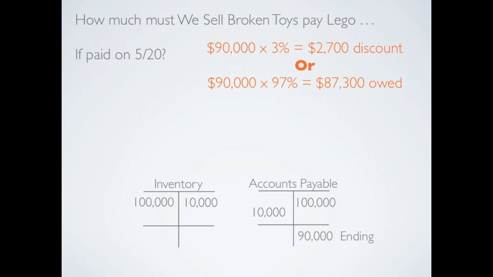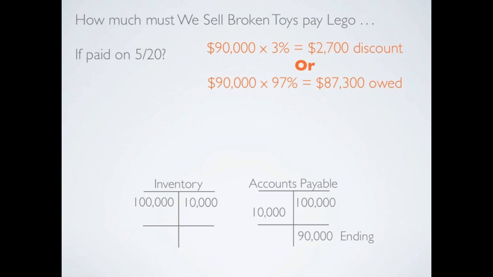Times the discount of 3% gives me a $2,700 discount. Or I can calculate the amount of cash I'm going to pay by taking $90,000 times 97%, which is what I'm going to pay because I'm taking a 3% discount. So that means I'm going to pay in cash $87,300. That's what I owe.